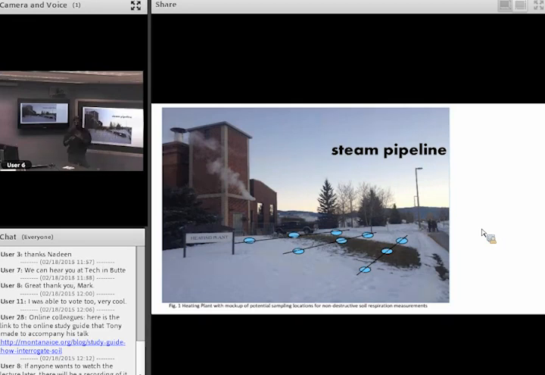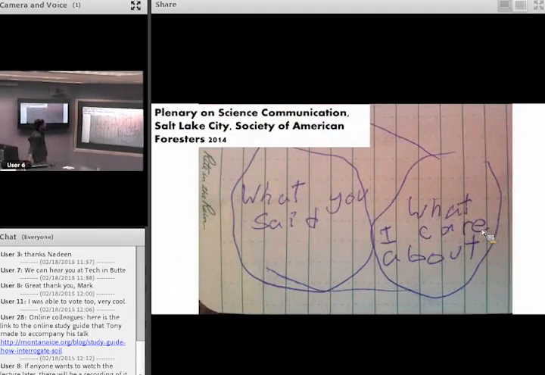Then the last steam pipe. This is my setup for the last steam pipe. So I'm with my kids at a plenary on science communication, and there's this woman, Sunshine Menezes. You know her, right, Douglas? And she puts up this big graphic. I'm like, Cooper, you should be taking notes. He's 9, and he's like, okay, so here's one circle, what you said, and here's this other circle, what I care about. I love, love, love that, right? This is so important, right?